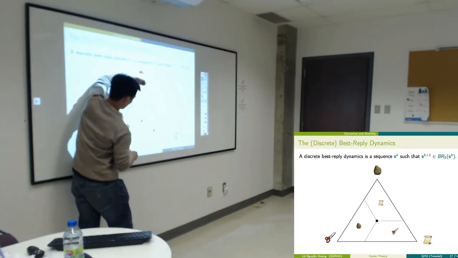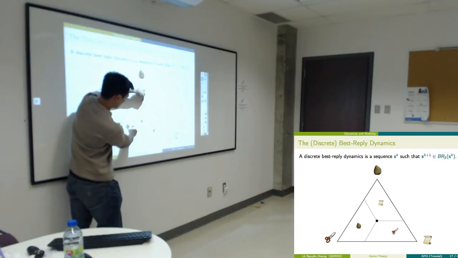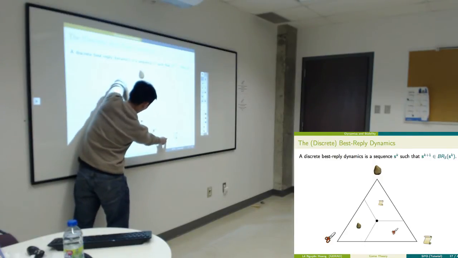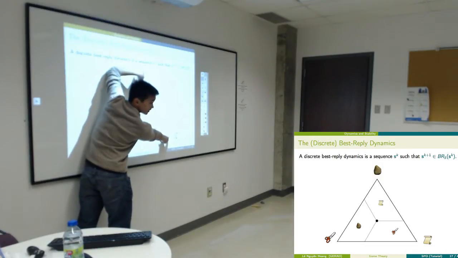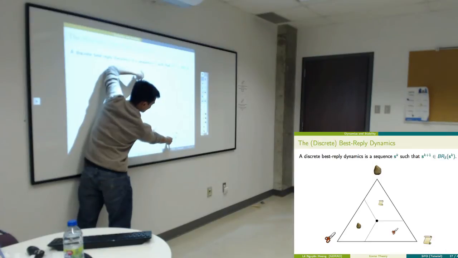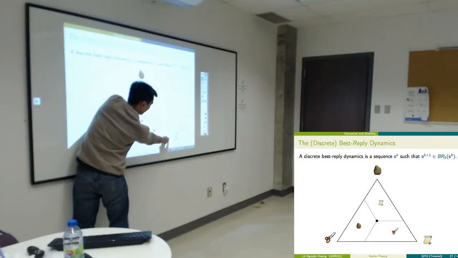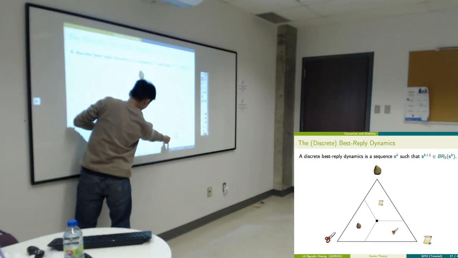So if you imagine you're playing that, your opponent is playing that, and you're best replying. Your opponent played that, so you would play that, and since you were here, your opponent would play rock. And now you're best replying to that. So if you are here, your opponent is going to best reply to that, which means playing scissors, so he's moving here. And your opponent was here, so you're best replying to him. So you're playing paper here.